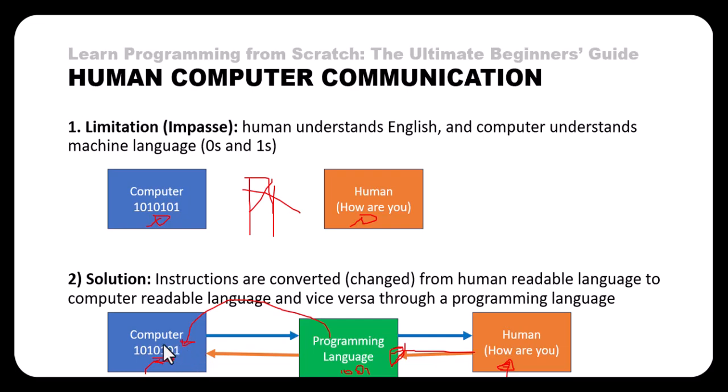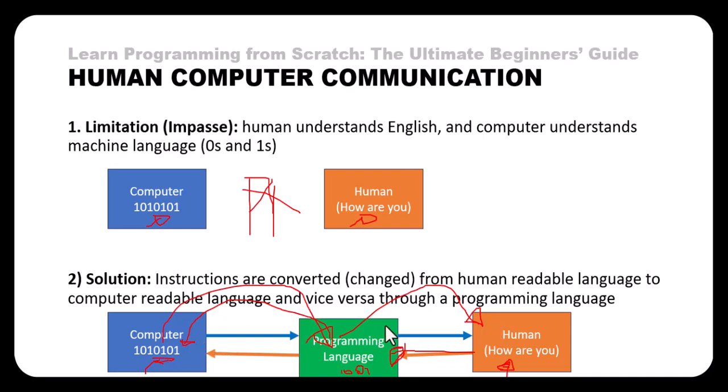Now, when a computer is about to give feedback, it's going to use the same programming language. It's going to convert the binary information back into what? Into human readable English. And that is how the communication is going to happen. So the bridge between human readable language and computer readable language is a programming language, in that a programming language is going to convert human readable language into binary, and then also convert the binary or machine language into human readable language.